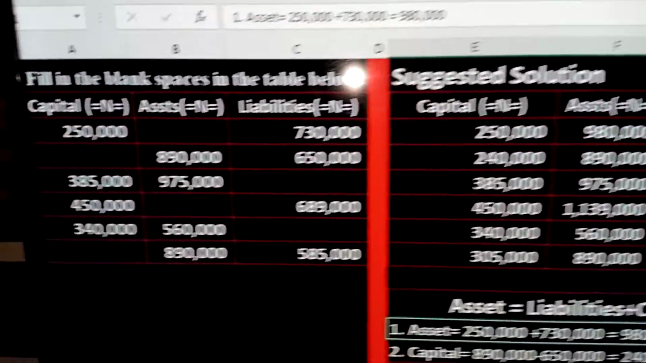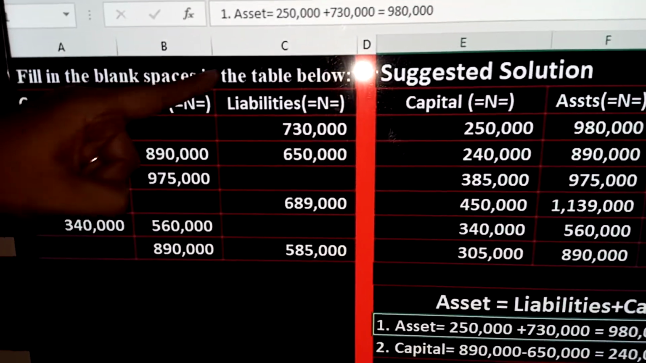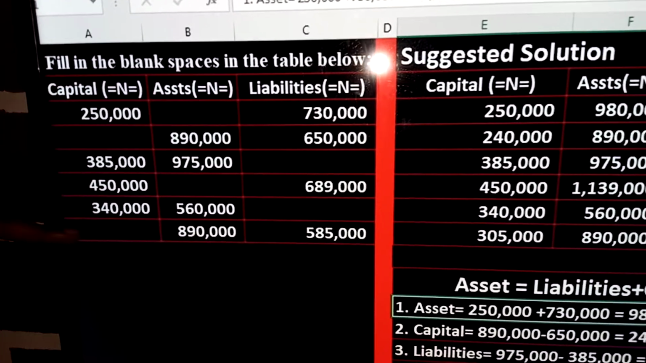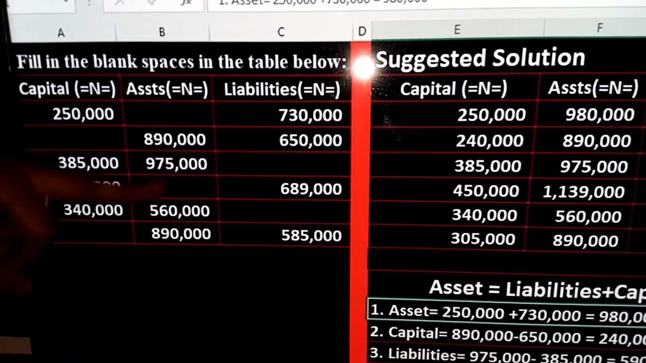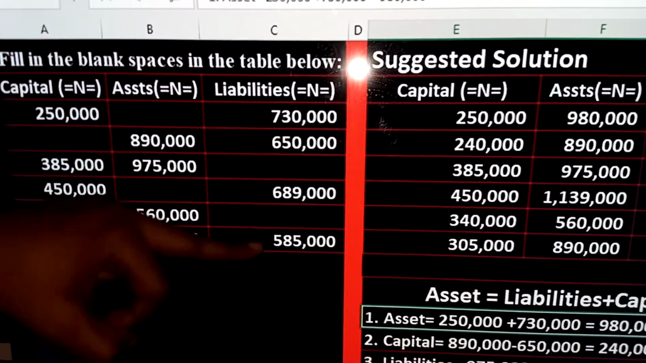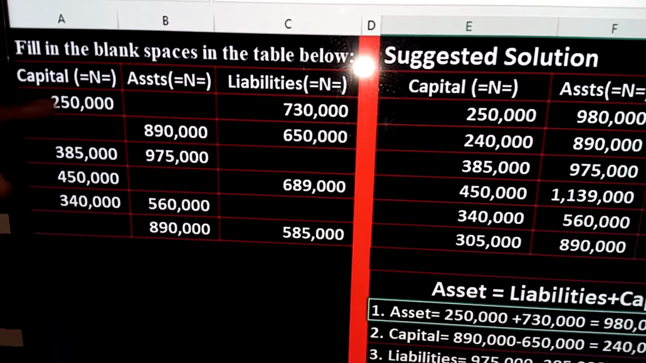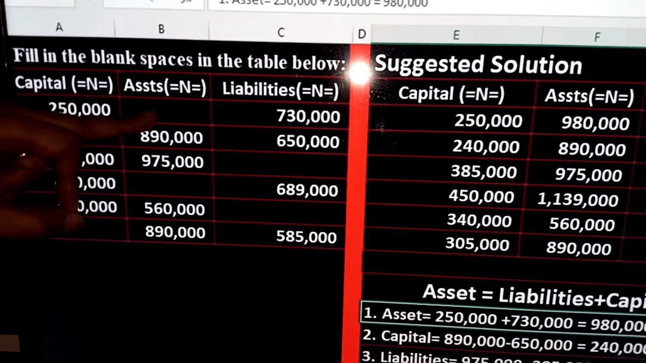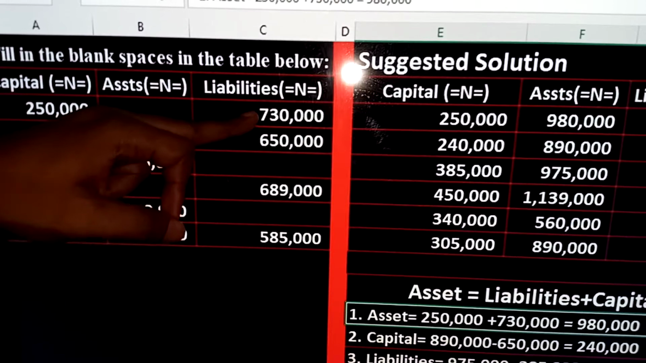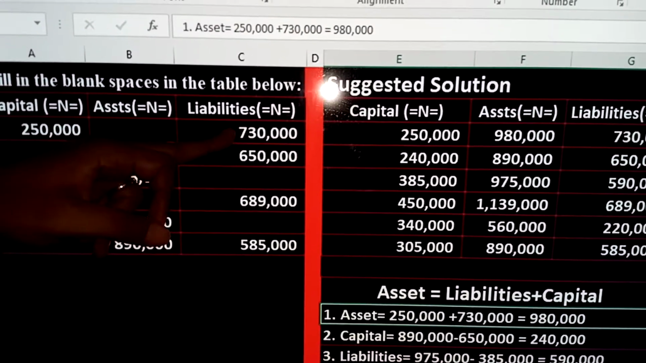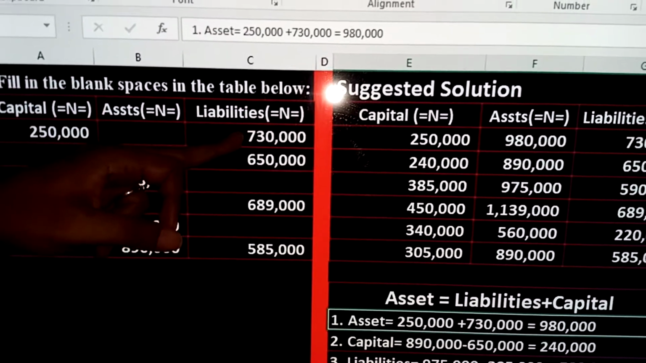Now here is a simple illustration. It says fill in the blank spaces in the table below. We have capital, here are the items. We have assets, here are the items. We have liabilities, here are the items. The first item says capital 250,000. Assets is what? Blank. Liabilities is what? 730,000. Remember our equation. Your assets must be equal to your liabilities.